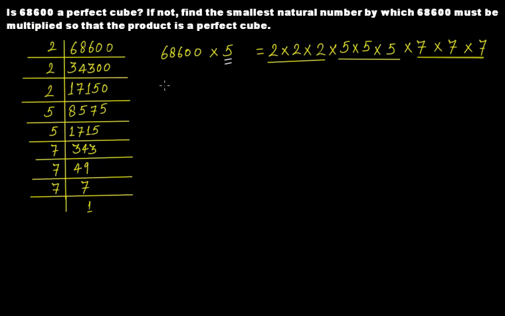But what's the new product that is actually a perfect cube? 68,600 times 5 is 343,000. Yes, this is the product that is a perfect cube.